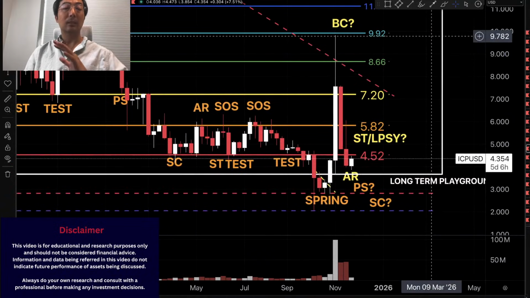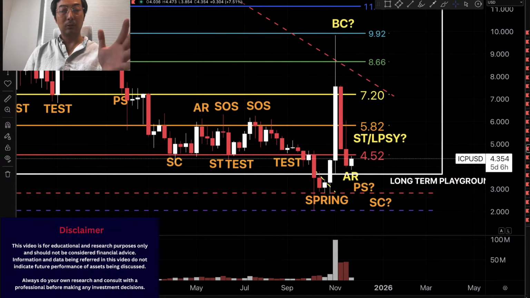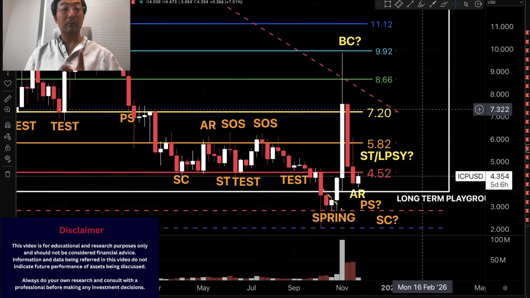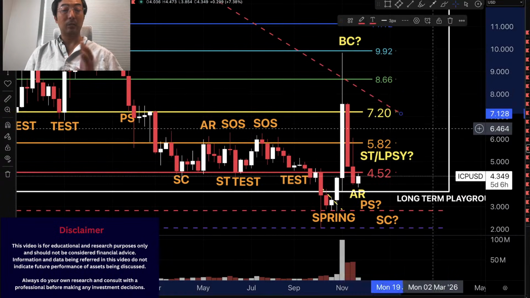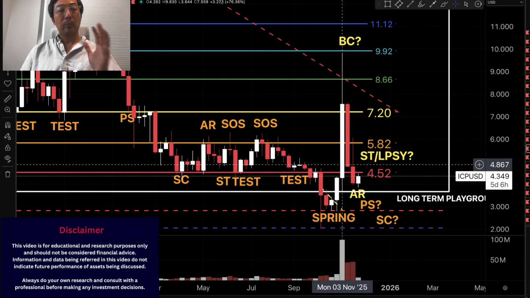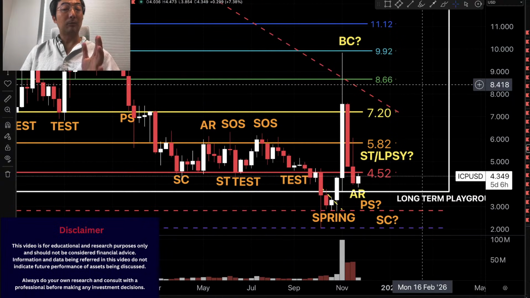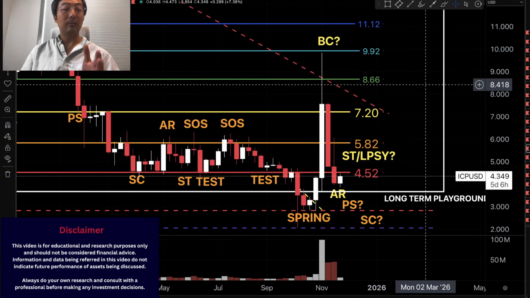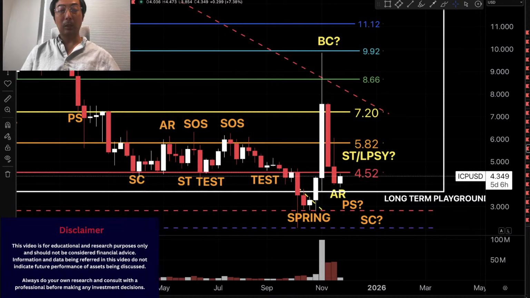Okay, this is only for sharing with you what I observed. It doesn't mean it's going to be there forever. It's not going to haunt ICP forever. It's not like that.